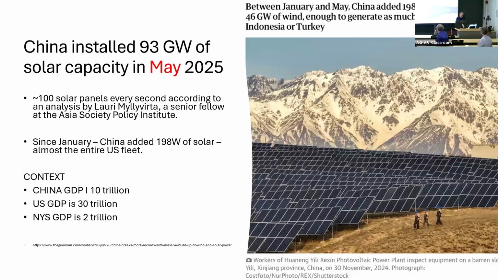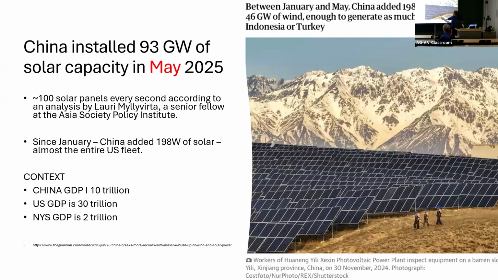The scale of what needs to happen is very large. But I want to share this, which I put in because I was astounded when I read it. In China, in the month of May, they installed 93 gigawatts of solar capacity. That doesn't mean it's actually producing, but that's 100 solar panels every second. And since January, they have added 198 gigawatts of solar, which is almost the entire fleet. So that's five months, right? But look at this, there are real considerations.